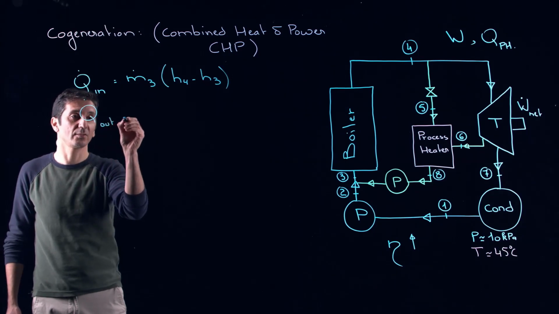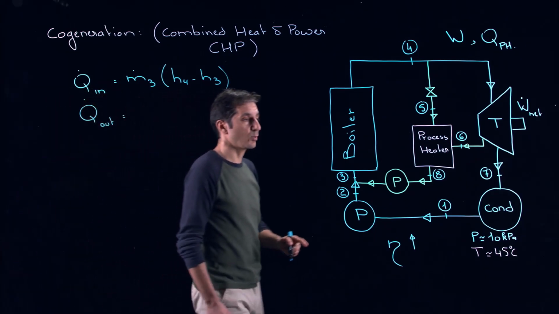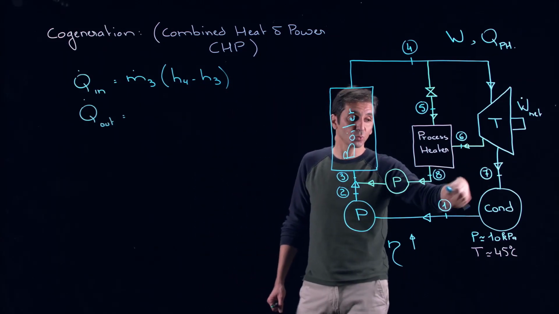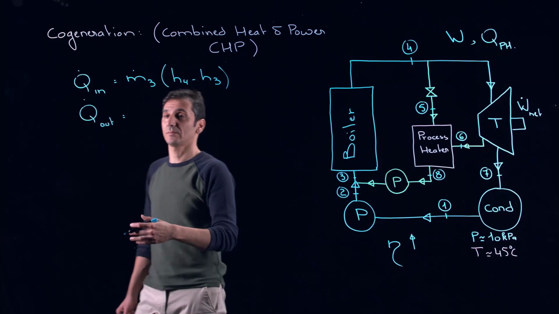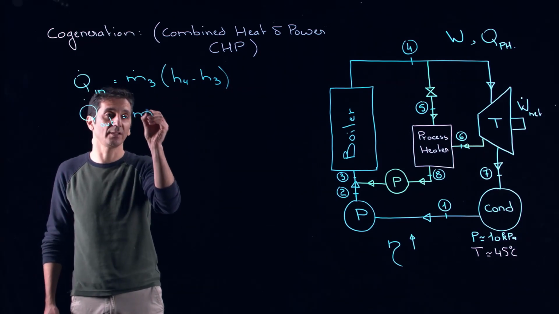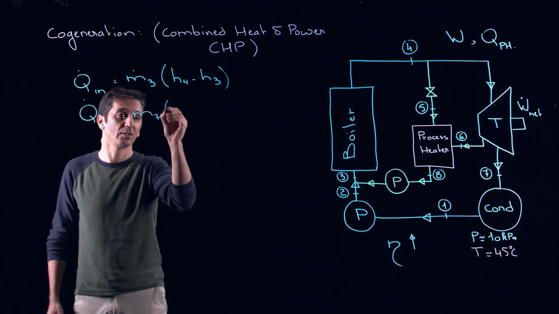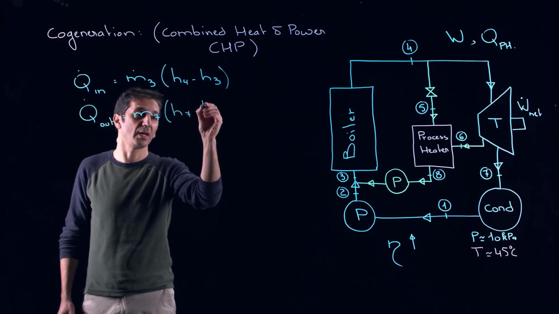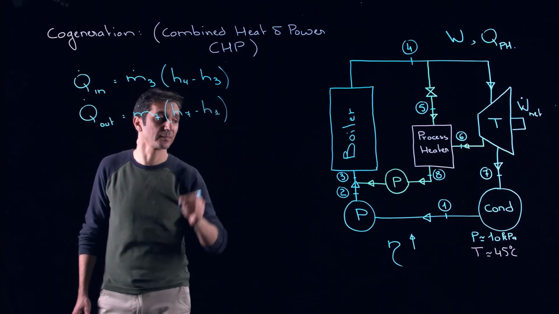Q dot out in the condenser is equal to what? Is equal to M dot 7 here, cross H1 minus H7, okay? To make them all positive, I will be just writing M dot 7 cross H7 minus H1.